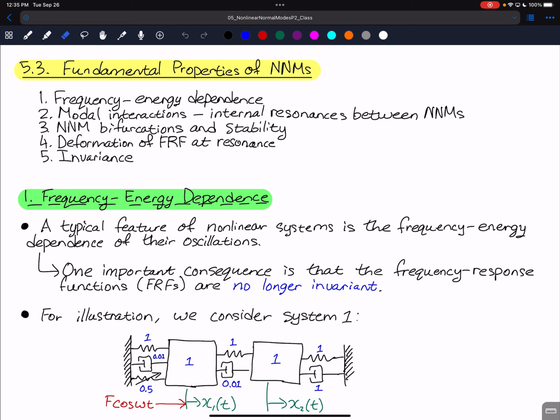The third is that NNM bifurcations exist and nonlinear normal modes have stabilities. So sometimes an NNM can be unstable, sometimes it can be stable, which is contrary to linear normal modes, which are always stable. They're neutrally stable. We'll briefly look at the deformation of the FRF at resonance, and then we'll very briefly touch on invariance.